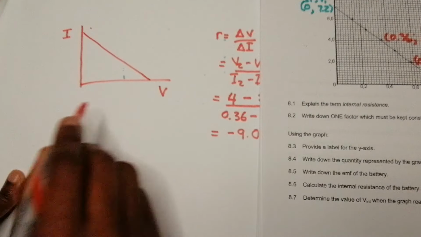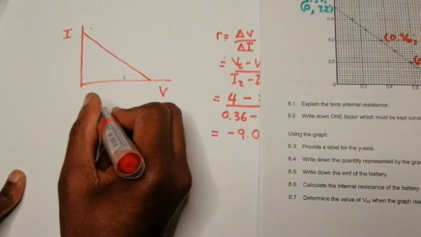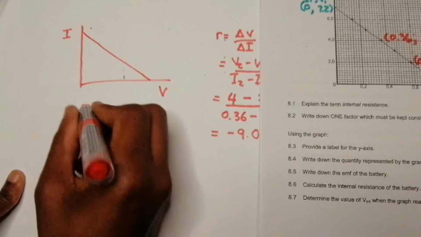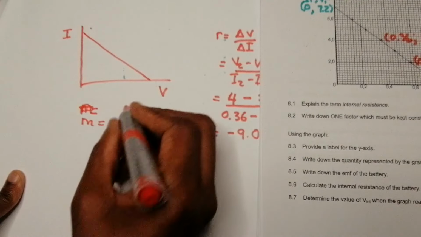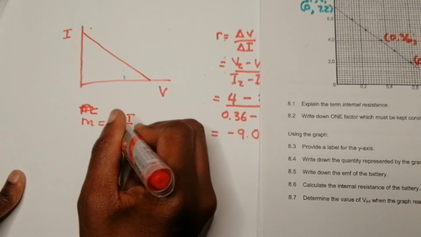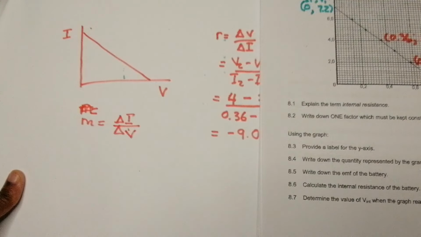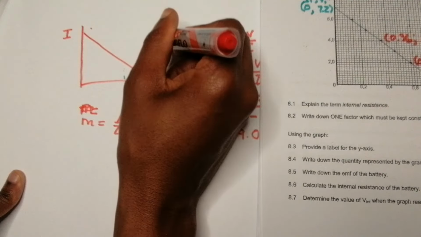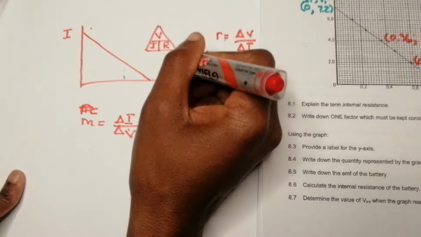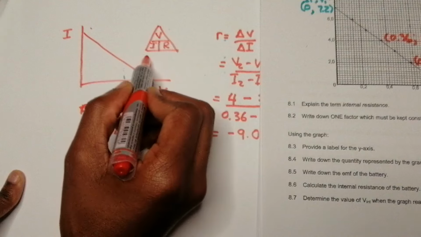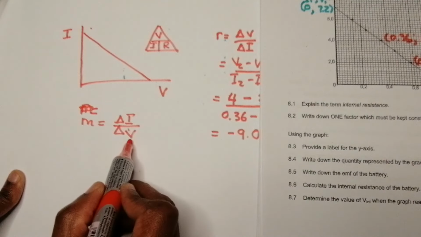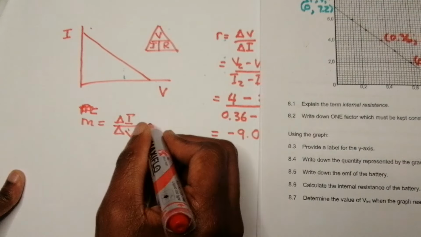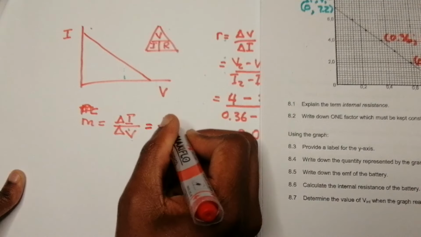Okay, but now just a word of caution. Remember that when you calculate your gradient, let me just call it M, your value of M is now going to be the change in current divided by the change in voltage. If you think about Ohm's law, we said V is equal to I times R, so you'll see that resistance is voltage over current, but this time you've got current over voltage. So you no longer have your internal resistance, but what do you have? You've got the inverse of your resistance.